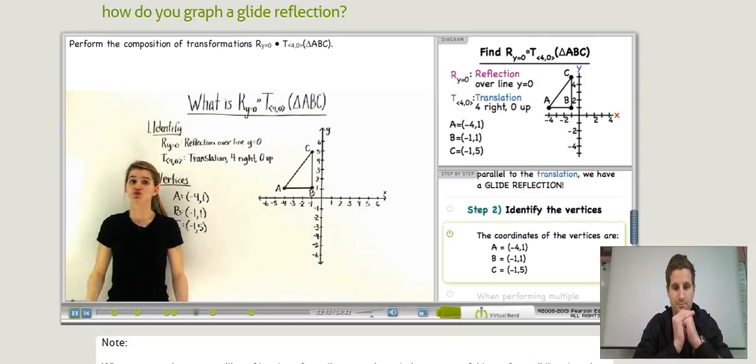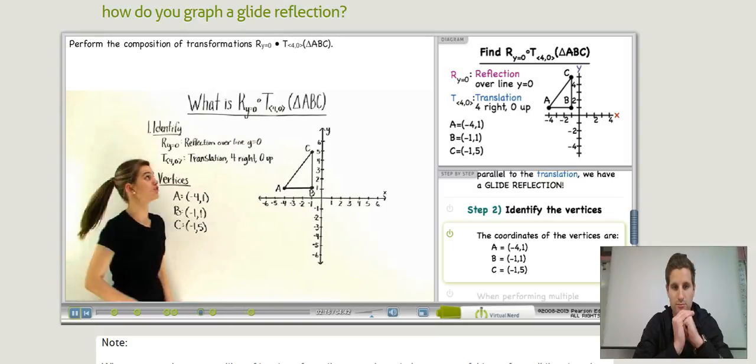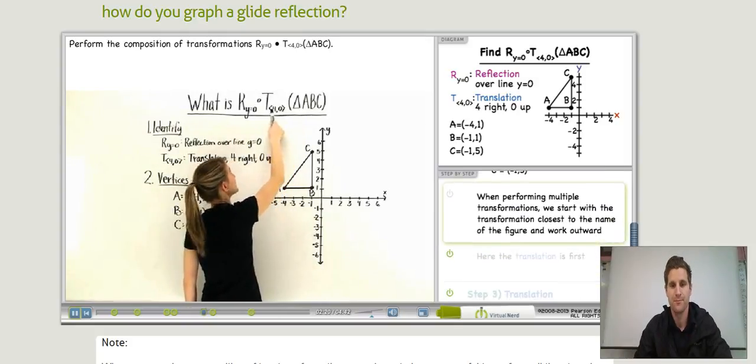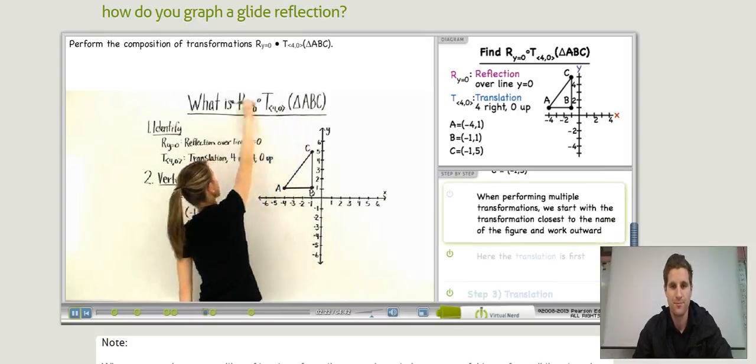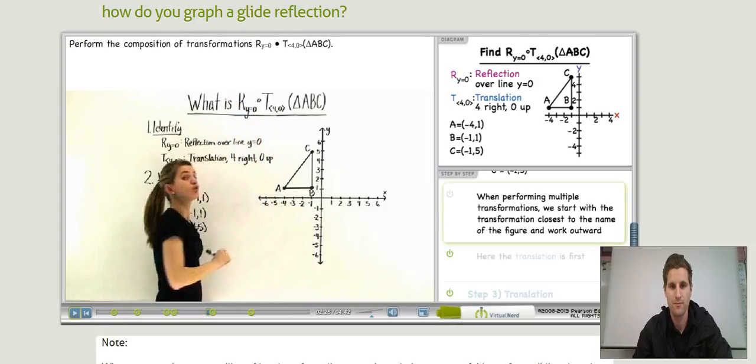Now we're ready to perform these transformations. When performing a composition of transformations, we work backwards. The first thing we want to do is the thing closest to the name of the figure. In this case, it would be the translation. Then we work outwards. So the next thing we would do is the reflection. So, highly important, we always want to work backwards. Okay?